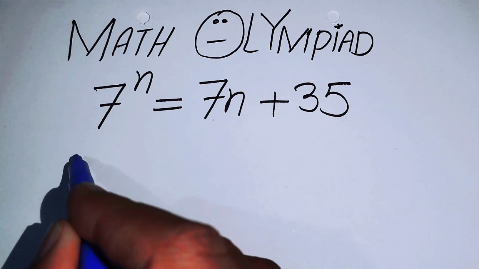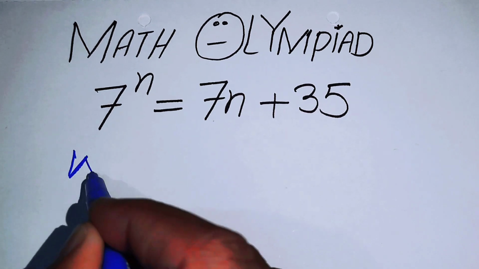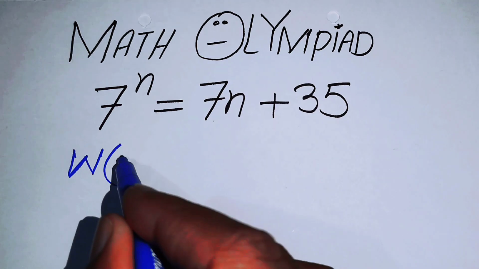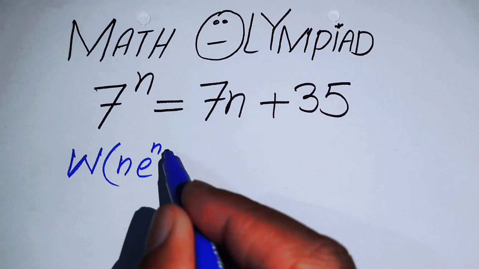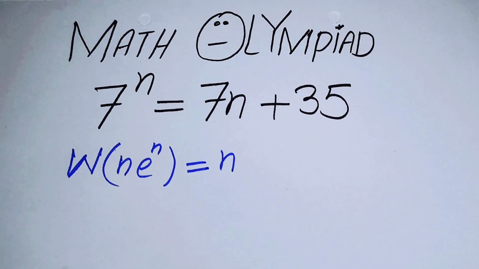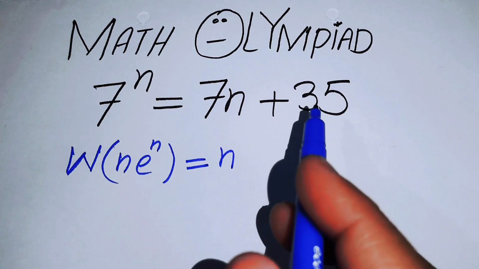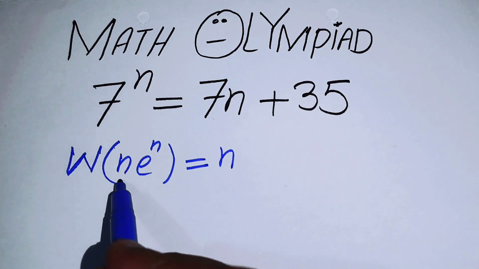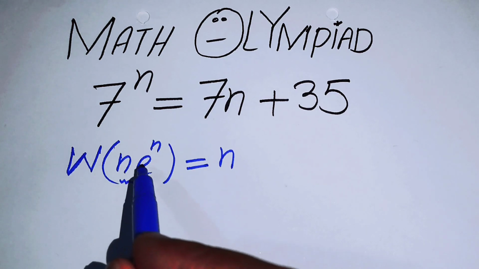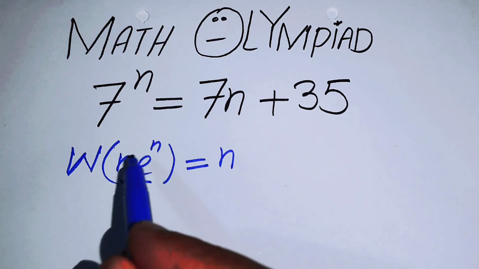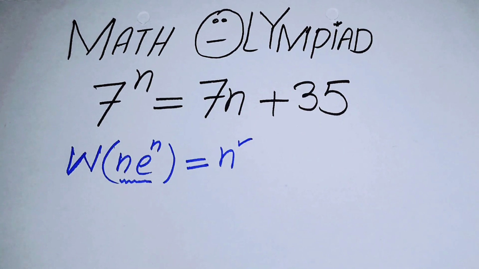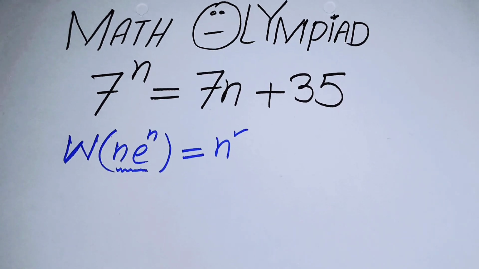We will denote this function by W, and if we have W of n times e to the power of n, then its output will be n. So first we convert our question statement into this form, where the exponent of e is multiplied by the same expression. Once we convert our given statement into this form, we can use this nice Lambert W function.